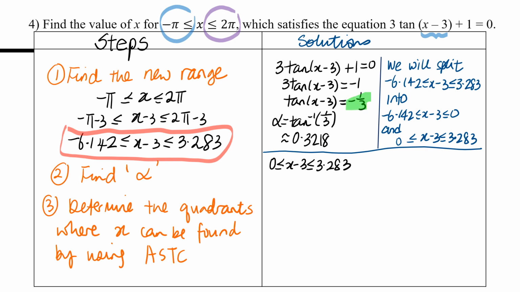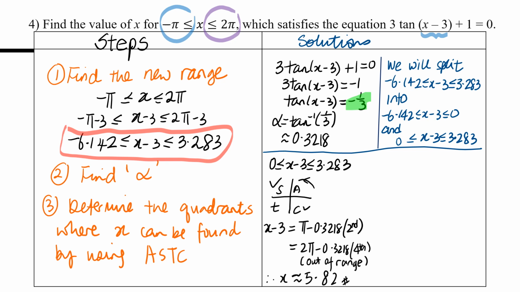All right, so tangent, if you have a negative ratio for tangent, then under your ASTC, angle measured in an anti-clockwise direction will come from the second and the fourth quadrant. So x minus 3 will be equal to, second quadrant is pi minus alpha, which is pi minus 0.3218. That is the second quadrant. And then the fourth quadrant is 2 pi minus alpha. But if you use a calculator to work out 2 pi minus alpha, it will be out of this 3.283, because the range must be between 0 to 3.283.